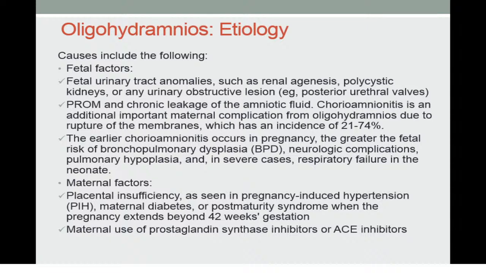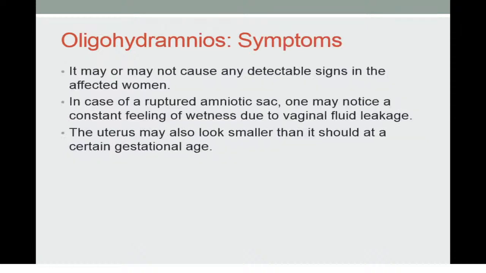What is the etiology of oligohydramnios? Fetal factors: fetal urinary tract abnormalities such as renal agenesis, polycystic kidneys, or any urinary obstructive lesions, posterior urethral valves, for example. Preterm rupture of membranes and chronic leakage of the amniotic fluid. Chorioamnionitis is an additional important maternal complication from oligohydramnios due to rupture of membranes, which has an incidence of 21 to 74%. The earlier chorioamnionitis occurs in pregnancy, the greater the fetal risk of bronchopulmonary dysplasia, neurologic complications, pulmonary hypoplasia, and in severe cases, respiratory failure in neonates. As for maternal factors: placental insufficiency as seen in pregnancy-induced hypertension, maternal diabetes, or post-maturity syndrome, while the pregnancy extends beyond 42 weeks gestation. Maternal use of prostaglandin synthetase inhibitors or other inhibitors.